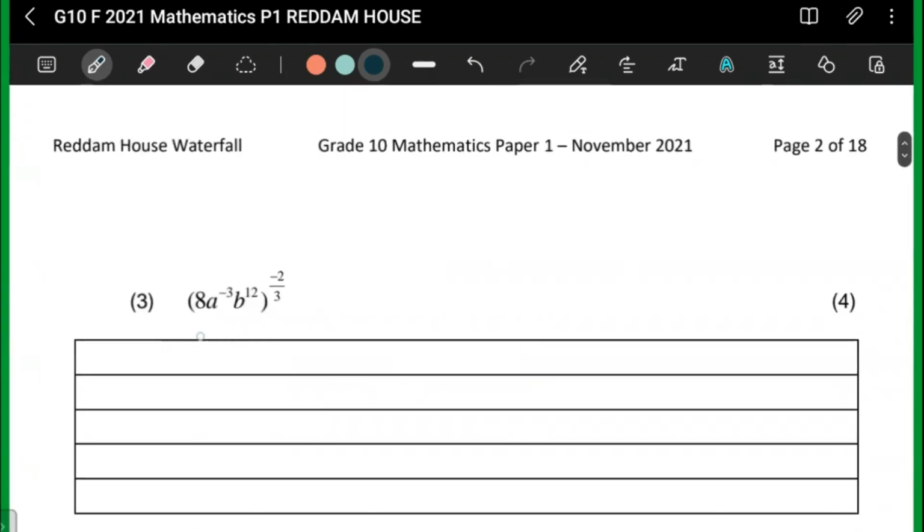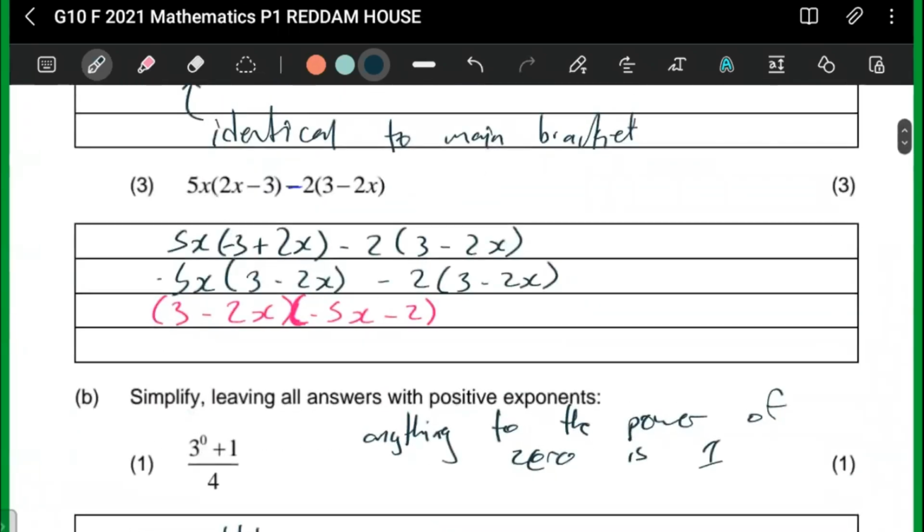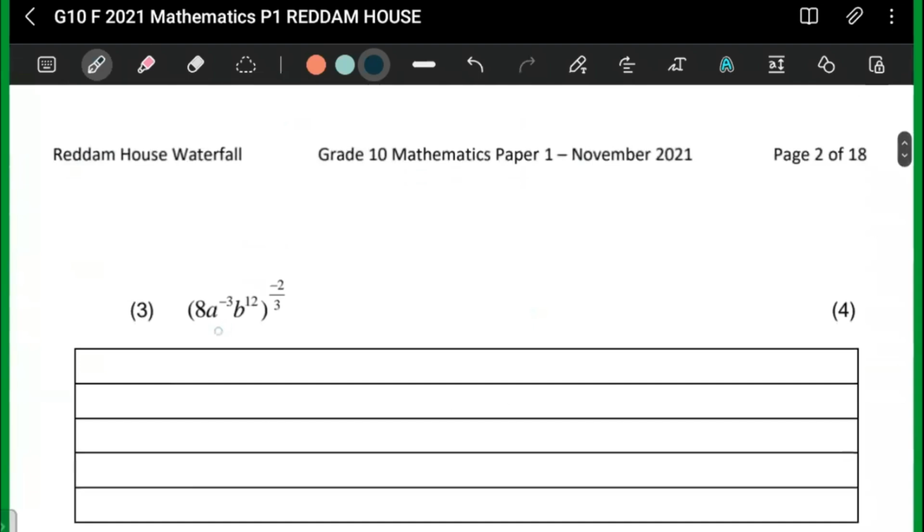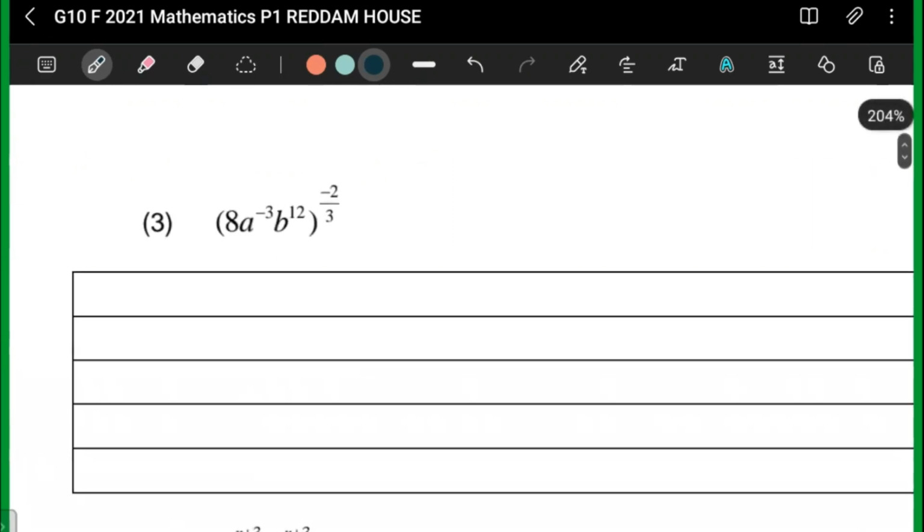Next question, we have to simplify, leaving our answers with positive exponents. If you're going to simplify, you have to remember that everything here is to the power of this exponent, but they said you have to leave your answer with positive exponents. For something like this, to help yourself, remember that if you're going to simplify 8, you need to find a way of seeing something that can be written in a simpler way. Fortunately, 8 can be written as 2 to the power of positive 3.